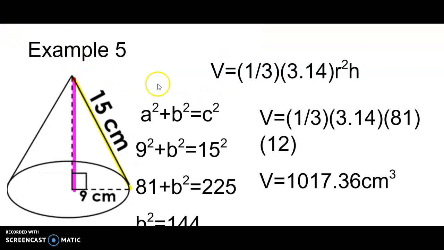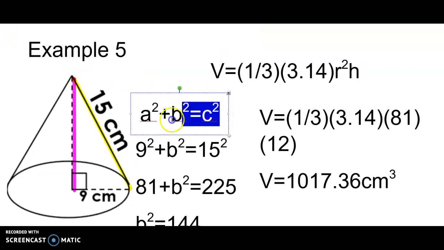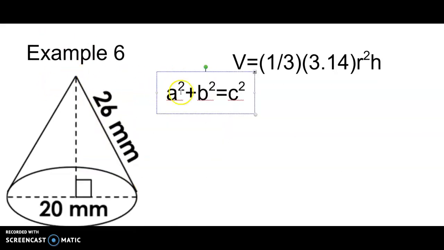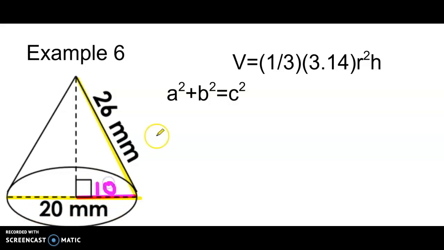Okay, so again, let me just copy and paste this. We're going to use the Pythagorean theorem again because we have the slant height. Now here we have the diameter, so we have to find the radius, which means we only want this piece right here. The radius is half the diameter, so our radius is going to be 10. We want to find the height, so we are going to just plug this in.